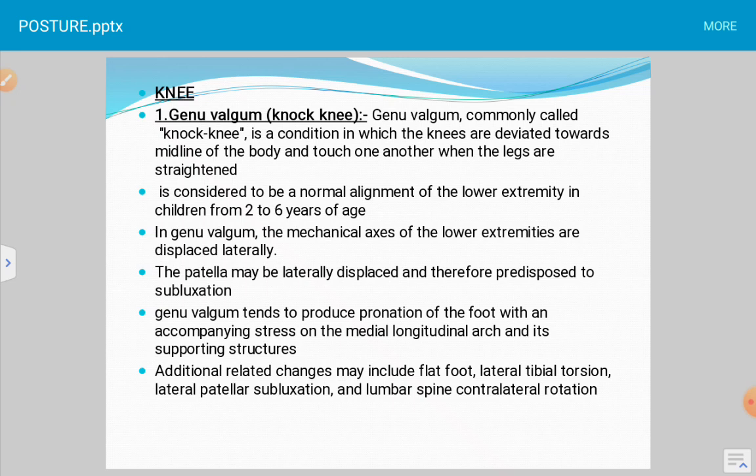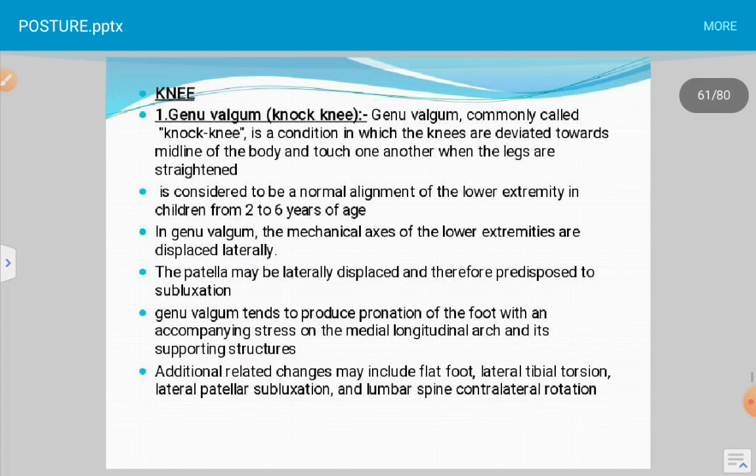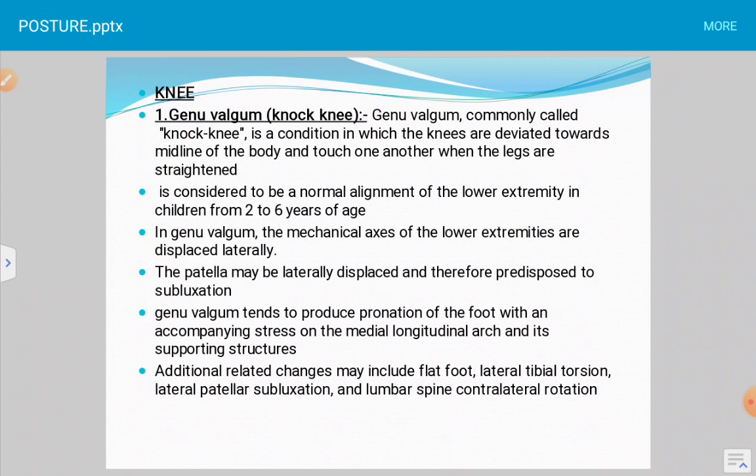Okay, genu valgum tends to reproduce pronation of the foot with an accompanying stress of the medial longitudinal arch and its supporting structures. That is genu valgum. So with genu valgum, where is the entire weight going? In this picture you can see that the entire weight is going towards the medial aspect of the foot. In the third picture, and also in the first picture, the entire weight is going towards the midline of the foot, so the entire foot creates a pronation movement. Because the entire weight goes medially on the medial longitudinal arch, the medial longitudinal arch will be absent.